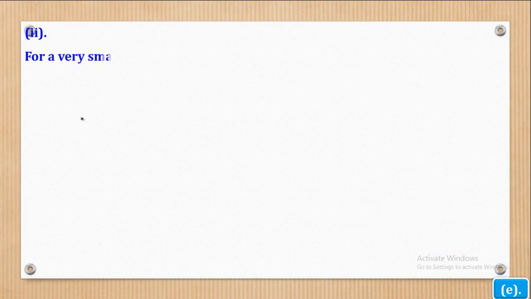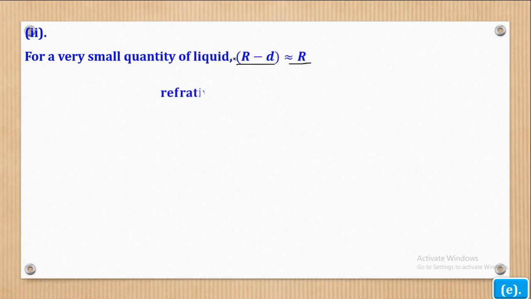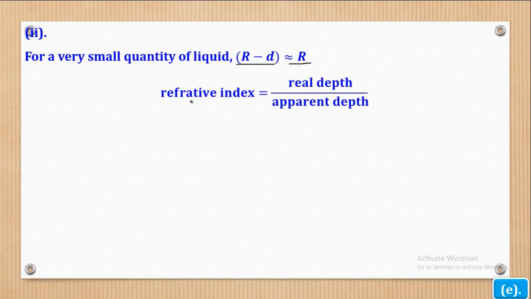So that word few drops means that r minus d is approximately equal to r. In other words, the depth of the water is negligible. Therefore, remember that refractive index is equal to real depth over apparent depth. Therefore, refractive index was given as 4/3.